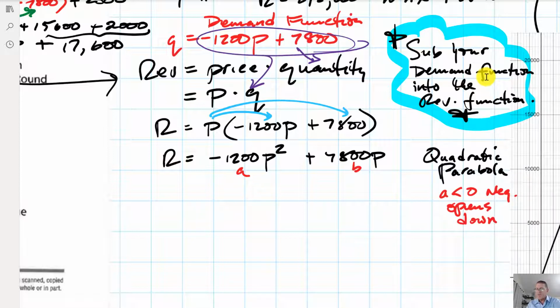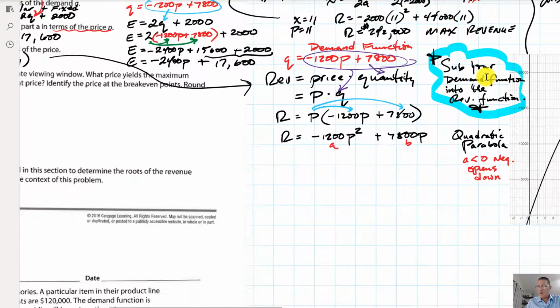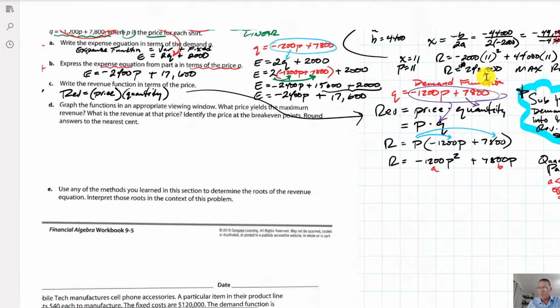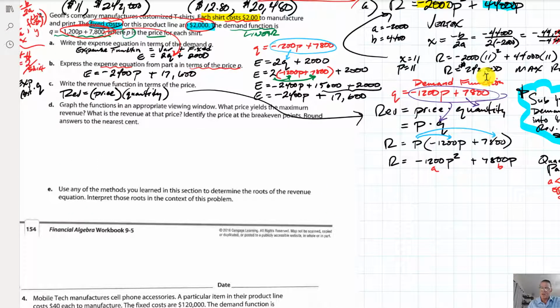Okay, now let's go back and read the problem and see where we're at. I always go back to where you started. It says write the revenue function in terms of the price. So I did. We're going to take this function here, this is our main one, the revenue function, and then we're going to graph it using Desmos, and we're going to identify what price gives you the max.